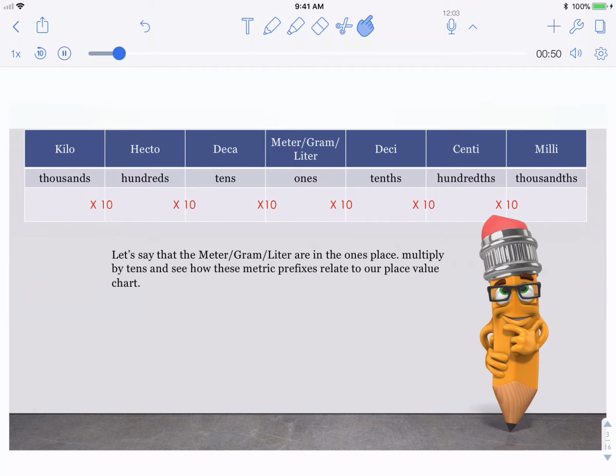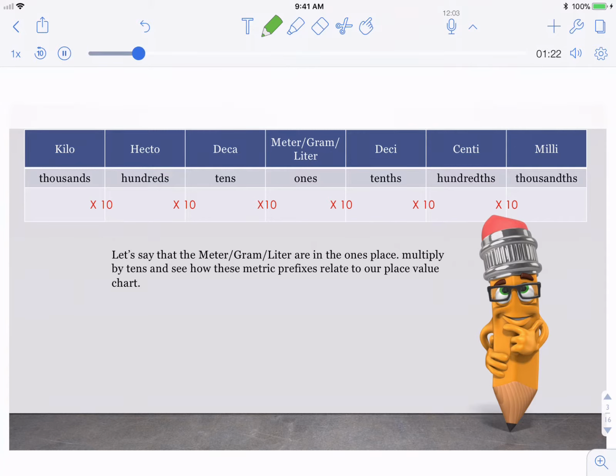Okay, as you see, I have the metric system and I have the place value system. Both systems are based on multiples of 10. So to go from one column to the next, you multiply by 10. So let's say that the meter, gram, and liters are in the ones place. Multiply by 10s to see how these metric prefixes relate to our place value chart.